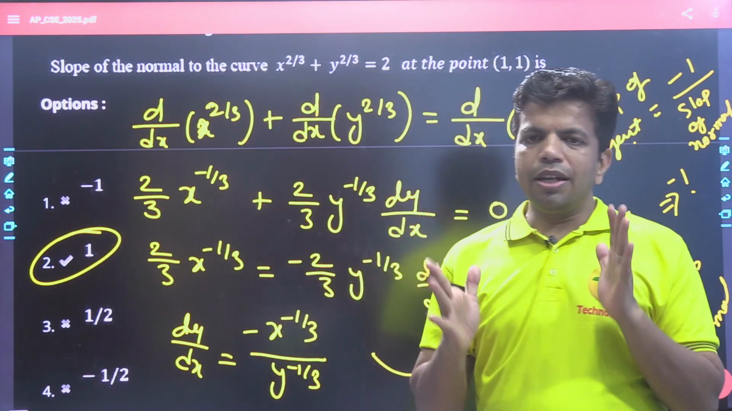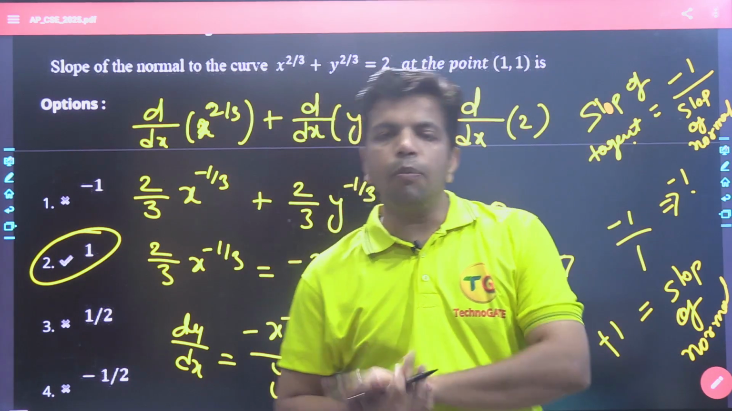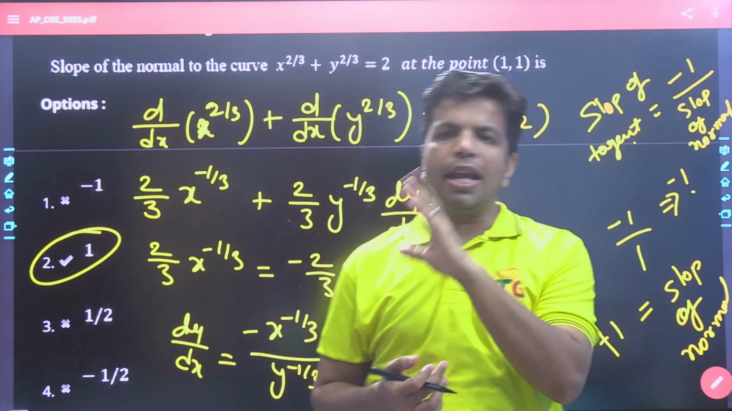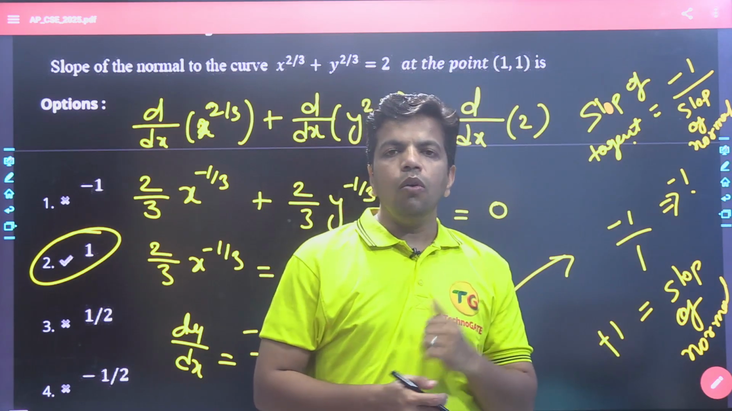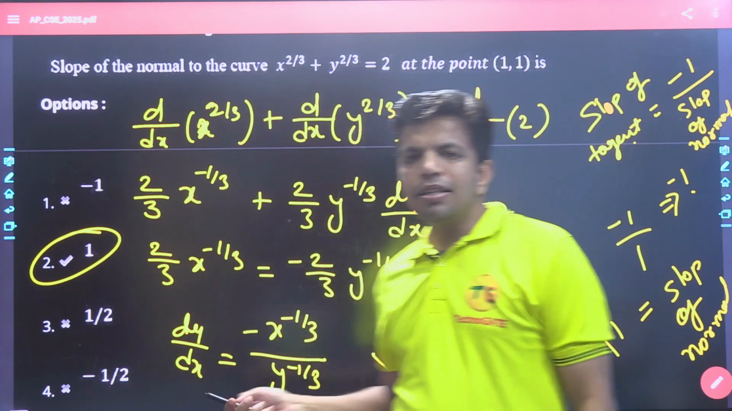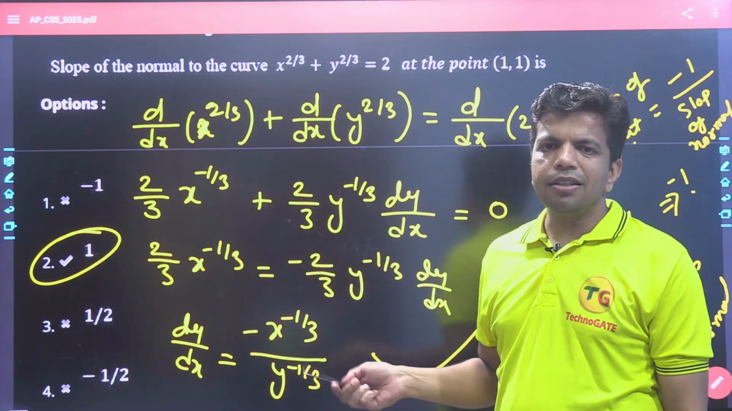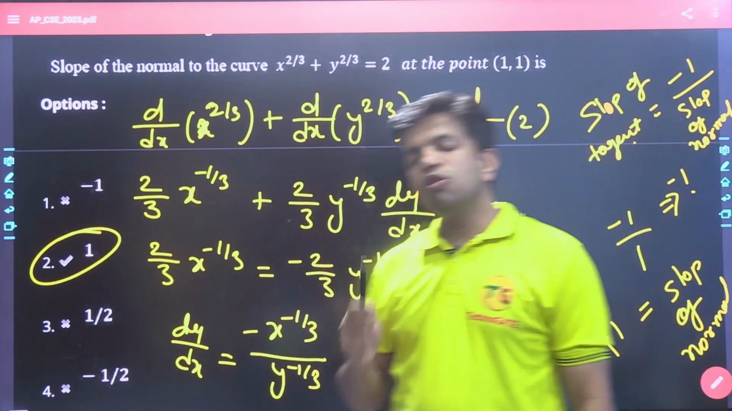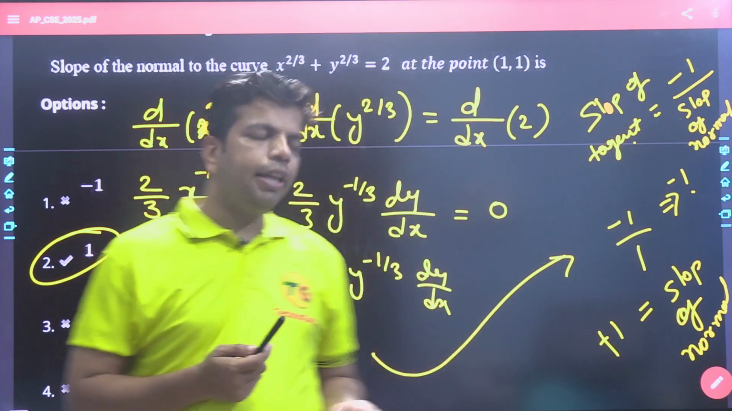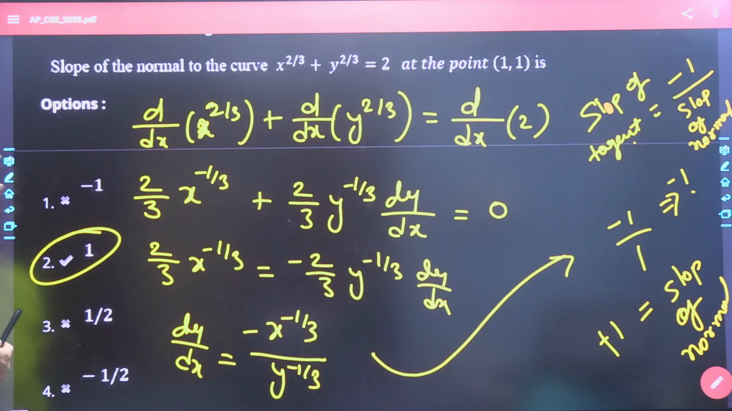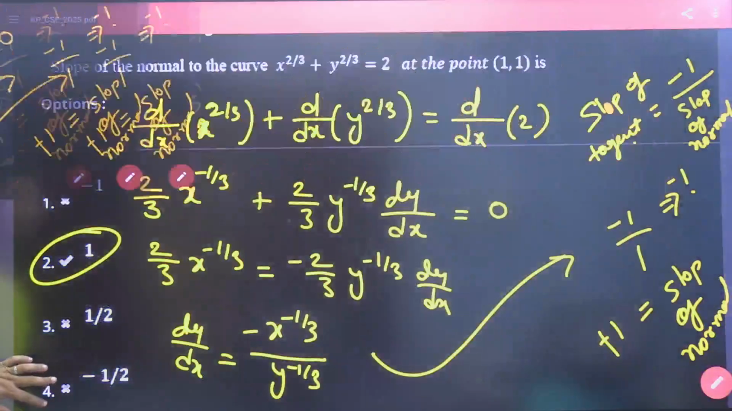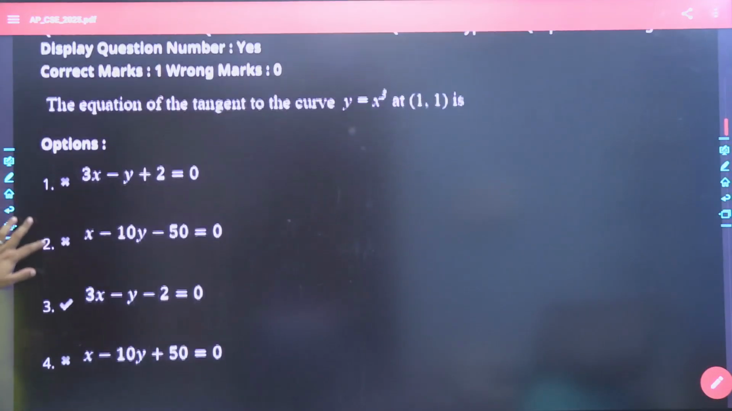Got it? So the relationship between slope of tangent and slope of normal is what? Slope of tangent is minus 1 by slope of normal. Now dy by dx is simply the slope of tangent. The value of this is minus 1, so slope of normal becomes 1 only. You can go with the second answer. 1 is your answer. Let's move to the next question.